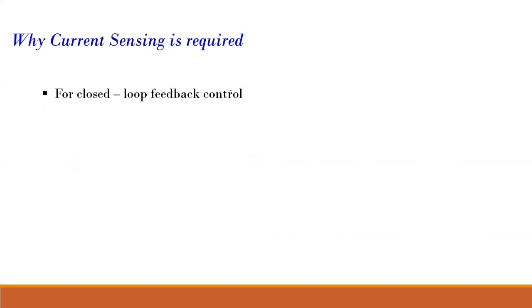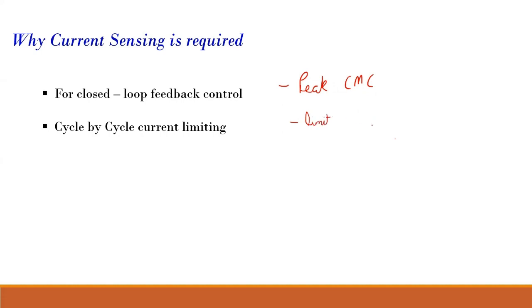We use it for closed loop feedback control. If you want to do peak current mode control, valley current mode control, etc., we require sensing of the current. Then we also want to limit the current. We don't want the current to go very high, so to set a limit on the current, we use it. If the current becomes too high, it might damage the switch because the switch is not rated for such a high value of current, or the inductor could get saturated. Once it is saturated, it is problematic, and its inductance further reduces. So we want to set a maximum limit that the current should not exceed. That is for the safety of the circuit also. For the protection circuit also, we need to sense the current signal.